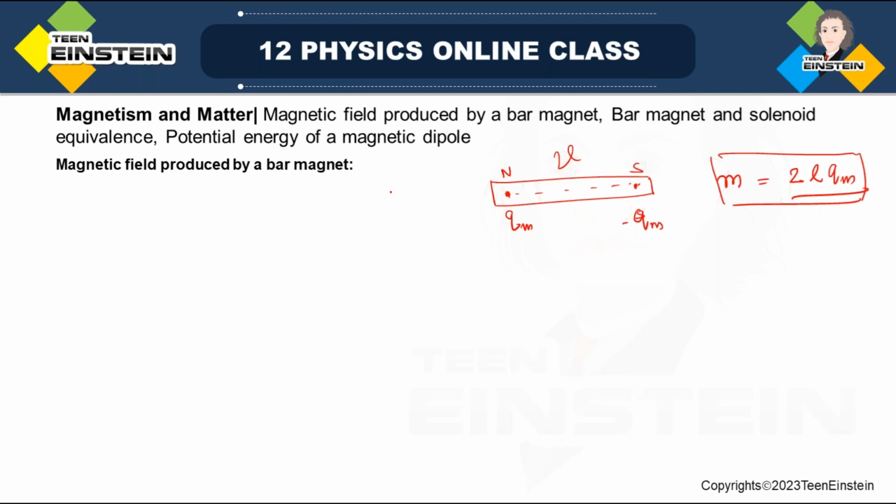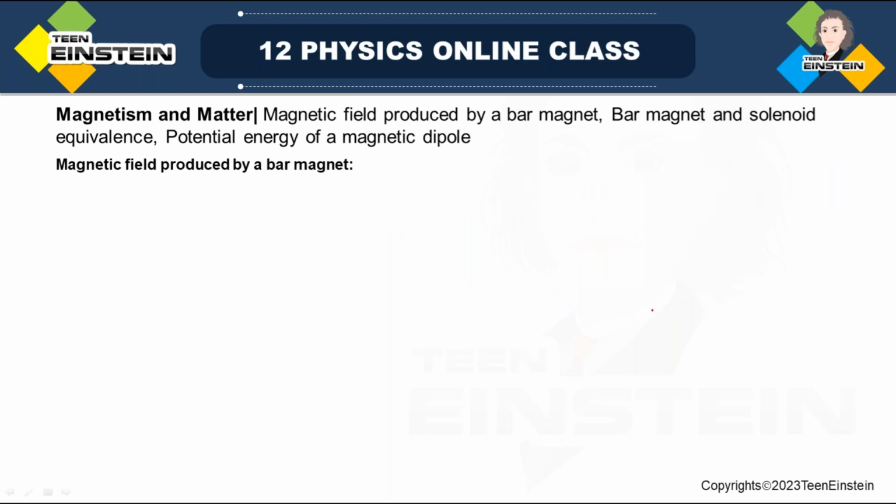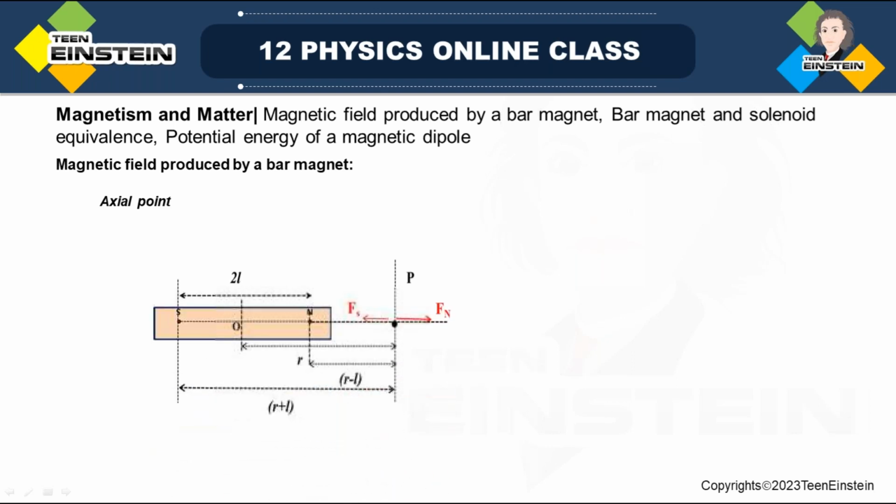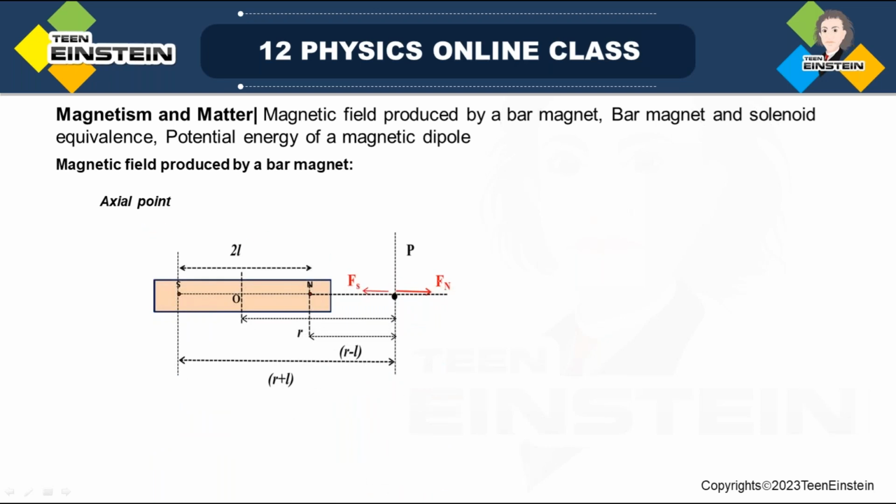Suppose this point is r distance away, so the north pole will produce a magnetic field at this particular point, say Bn. This can be written as mu0 by 4 pi into qm by r square. This factor is for magnetic field. Using that, we wanted to find out the magnetic field produced by a bar magnet. We had already seen the magnetic field by a bar magnet on its axial point.